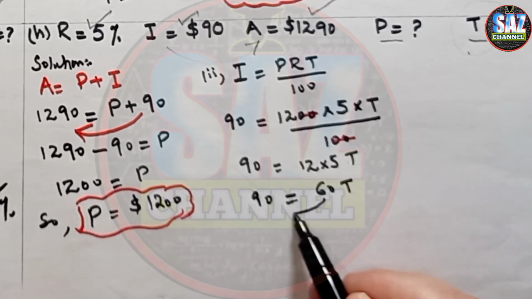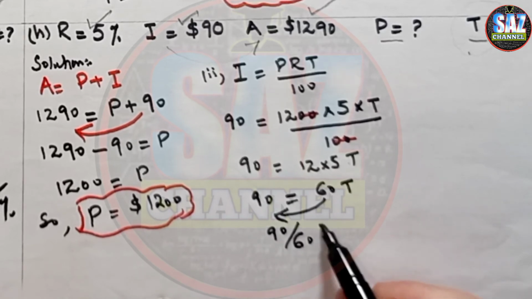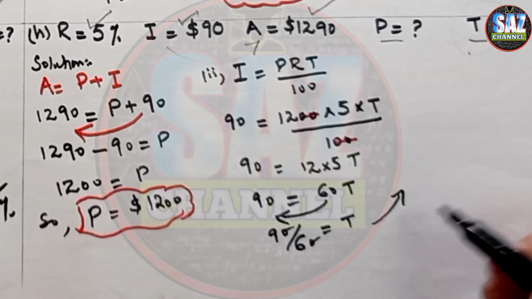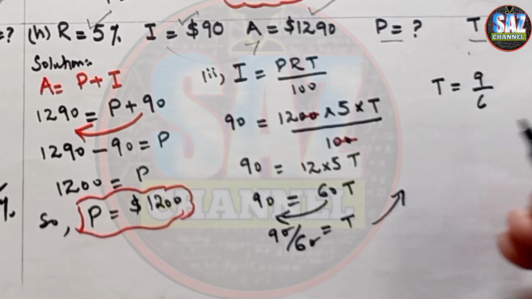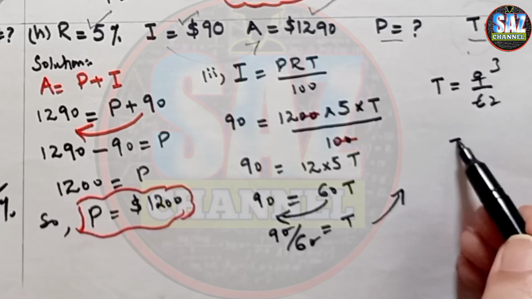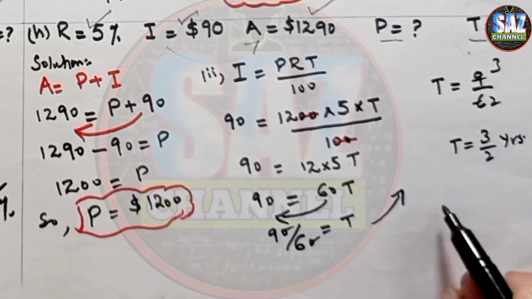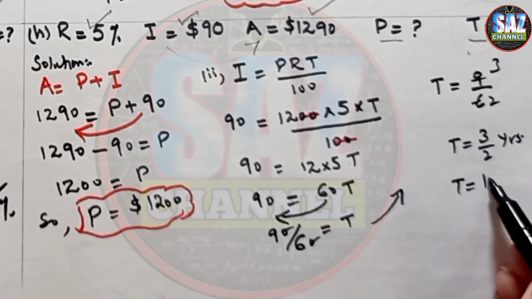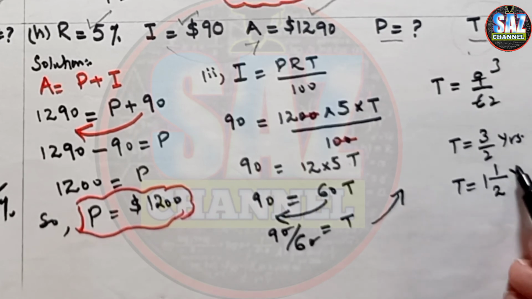Now I have to shift this 60 to the other side. So t will be equal to 90 by 60, or T equals 9 by 6. The table of 3 is suitable. 3 threes are 9 and 3 twos are 6, so time equals 3 by 2 years. As we can see, the numerator is larger than the denominator, so I can turn it into a mixed number. So time equals 1 whole 1 by 2 years.